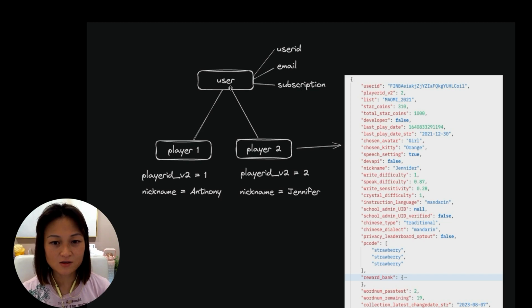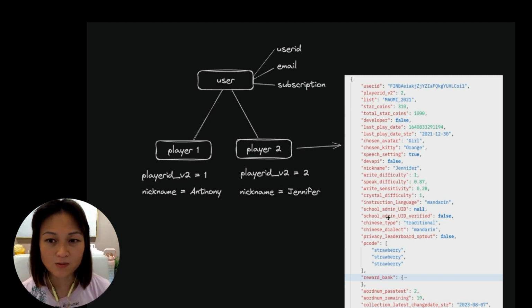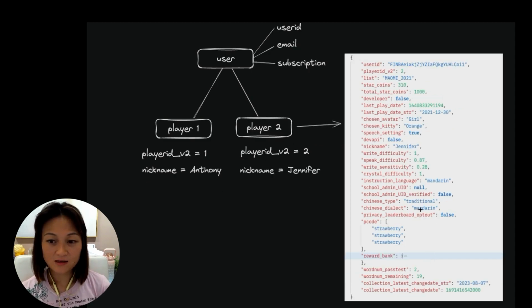Under each account could be a number of different players, and these tend to be the kids. For example, if there are two different kids playing two different levels of the game, they will have separate profiles. And each player is identified by something called the player ID underscore V2. So here in this example, we have two players, they have different nicknames. And this is just an expansion of some of the data that's associated with a player profile. For example, you can see how many star coins they have earned in total, their last play date, what color kitty they've chosen to be their friend in the game, their nickname. We can also see what dialect they're learning. But let's switch over to the OpenAI interface and check out this chatbot.